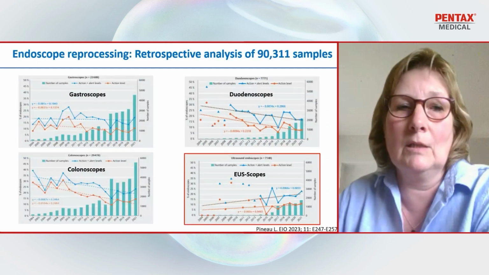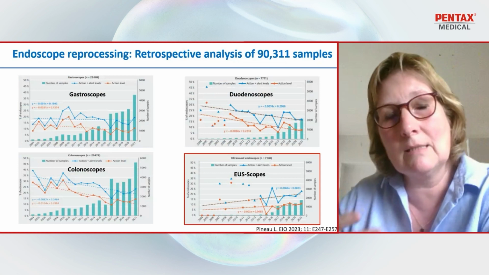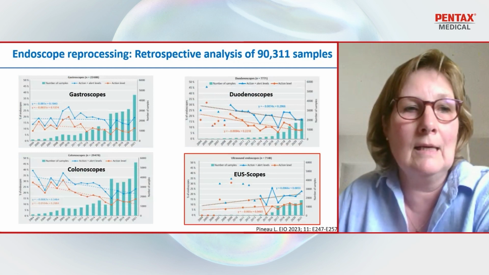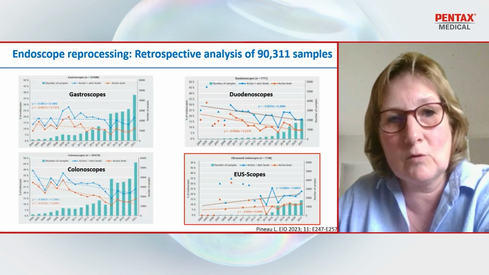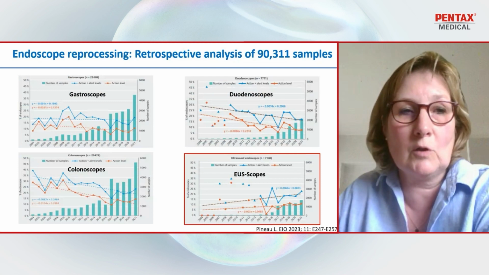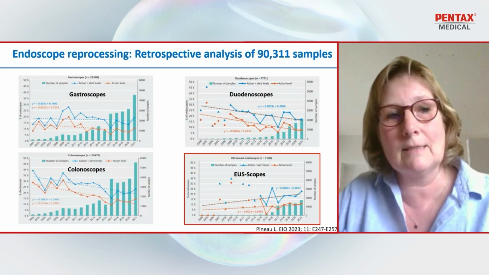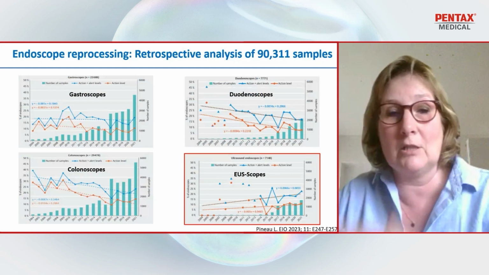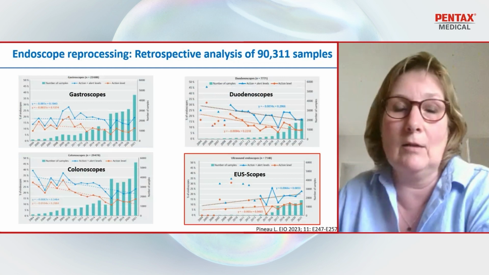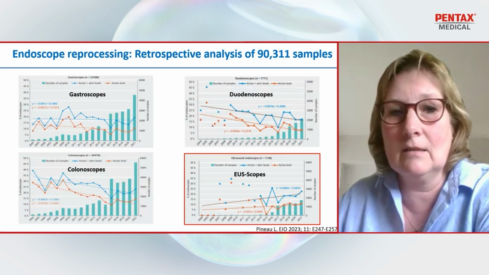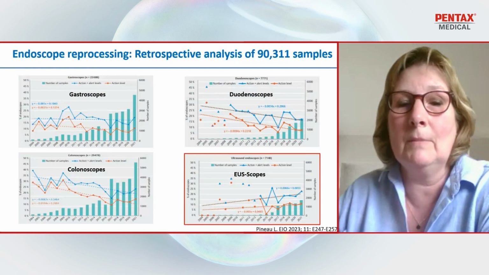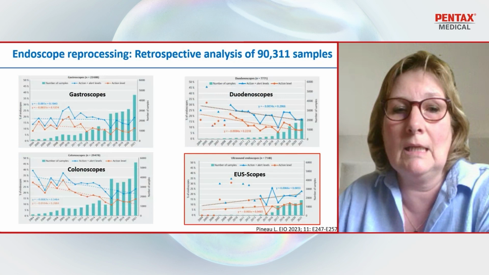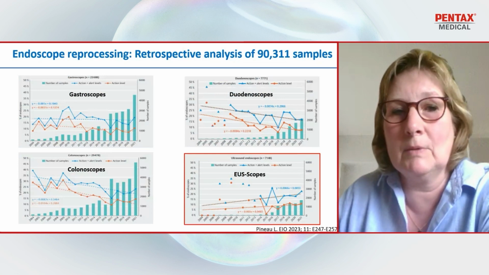But over the years, we can also see that the reprocessing is improving, and that is data from France, where they evaluated microbiological surveillance over the last 17 years. And you see here with gastroscopes and duodenoscopes and colonoscopes, the positive cultures decrease, while interestingly, the EUS scopes increase. So the positive cultures with EUS scopes increase. You might say, okay, that is because of the increased technically advanced procedures we do, but the reprocessing is still the same. So that shows we also have to bring the emphasis to the EUS scopes, what we already did with the duodenoscopes.